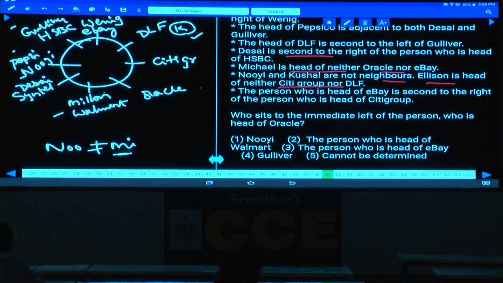As this Ellison is Oracle, tell me who is the person left over here? Ellison. And this person must be Kushal, must be at this place, is the head of DLF. Now this person is Kushal. And who is the person left over next to this Citigroup? Only one more person is left over. Tell me who is that person?